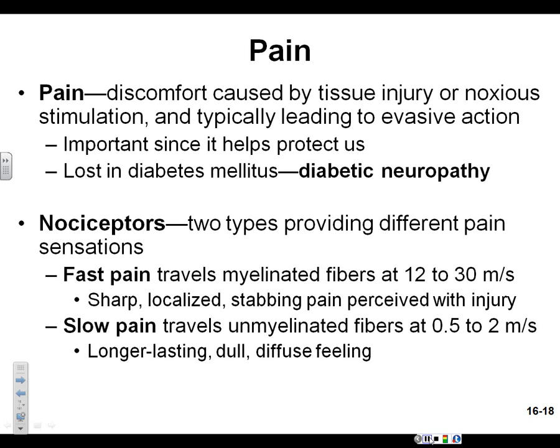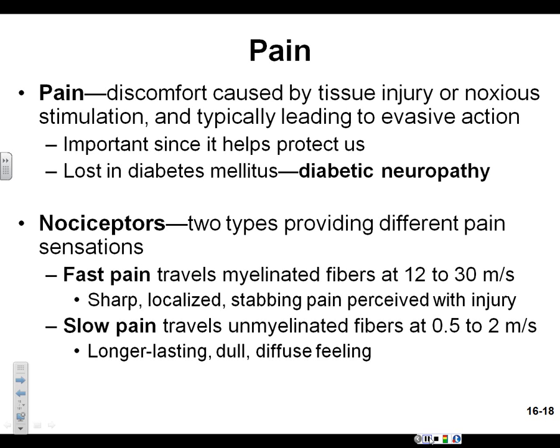All right, pain. Pain, again, is discomfort due to injury or toxic stimulation. Pain helps alert our body to a part that has been traumatized or damaged, so it helps us to protect ourselves and get out of harm's way. Loss of pain sensation occurs in diabetes mellitus; again, diabetic neuropathy means loss of sensation.